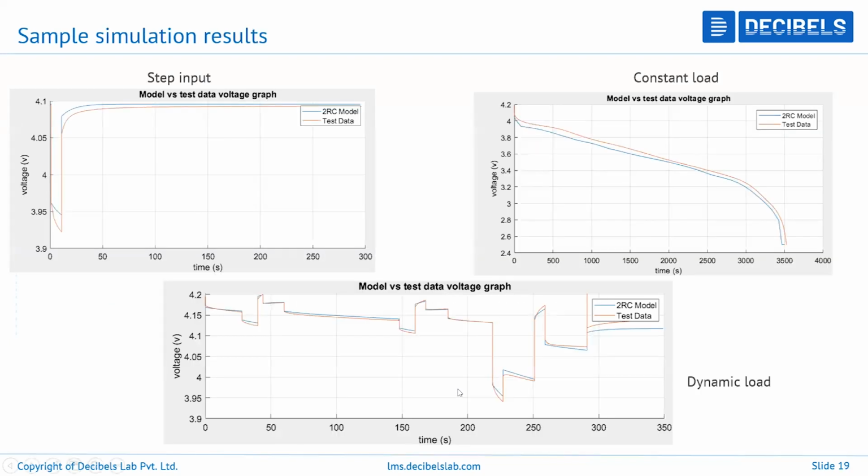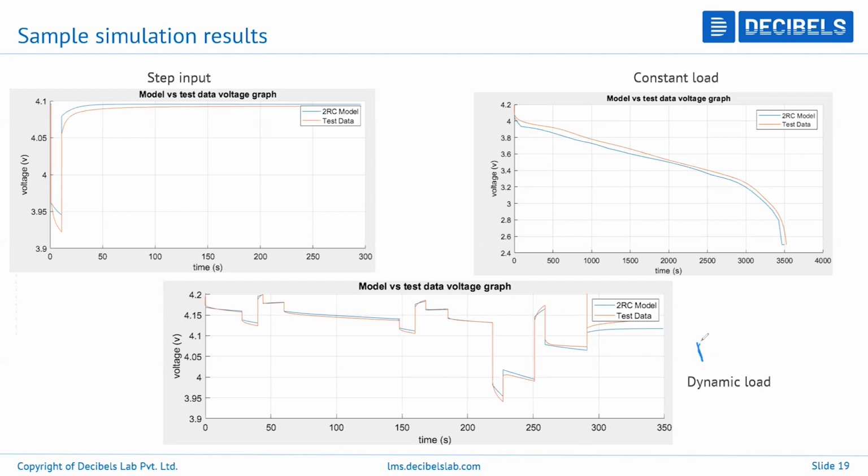So this is a brief overview, a complete comparison between all the models. Here you can see some simulation that has been performed on the 2RC model versus the actual cell. So how the cell is behaving in the actual simulator versus how the cell is behaving in the model. That is compared over here. There are three different types of current profiles that have been provided, and the voltage response has been captured here. In each of these situations, we can see how the cell behaves compared to realistic data: step input, constant load, dynamic load.